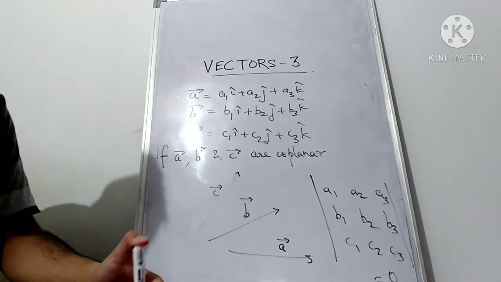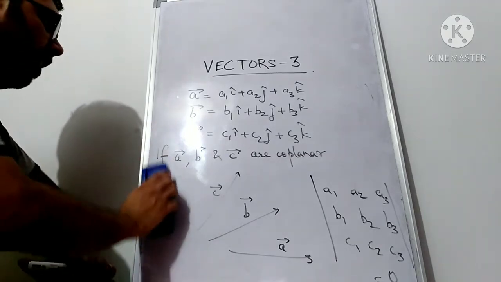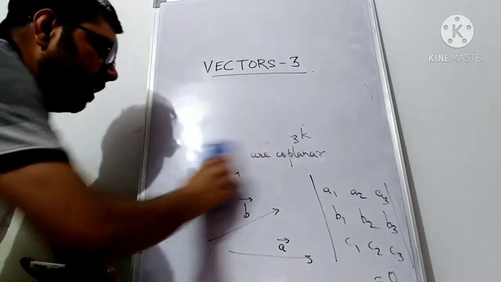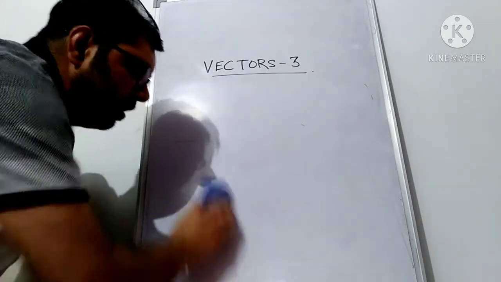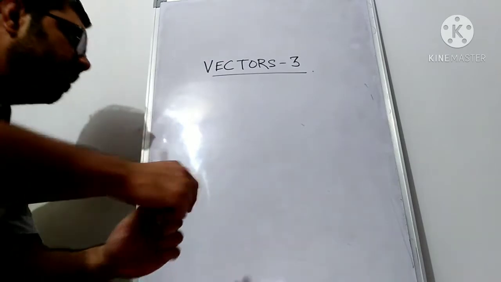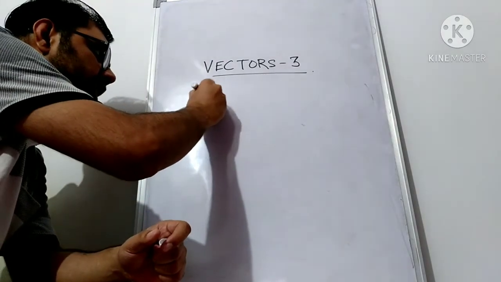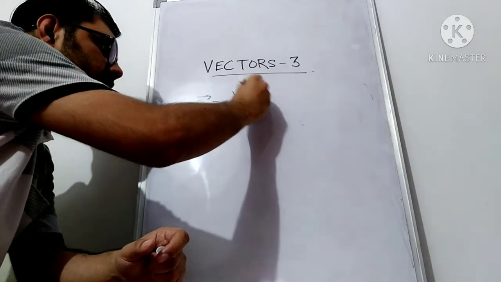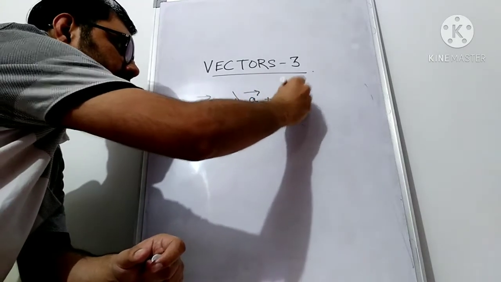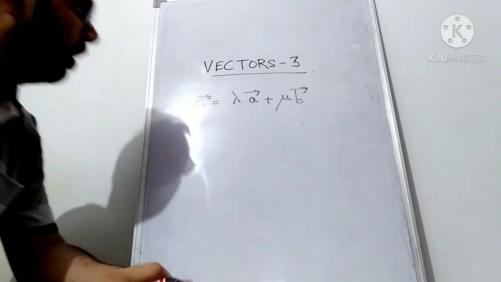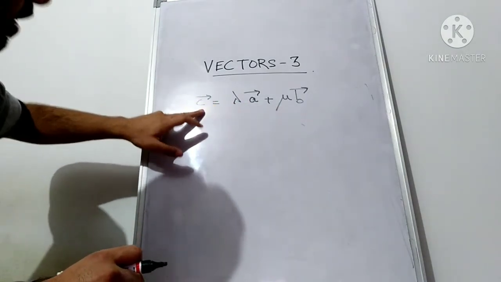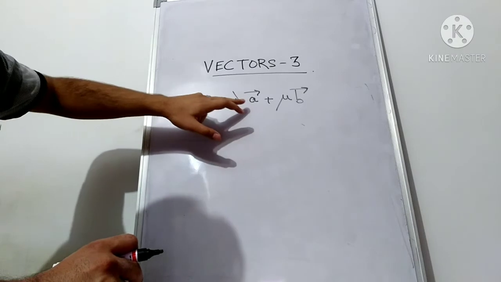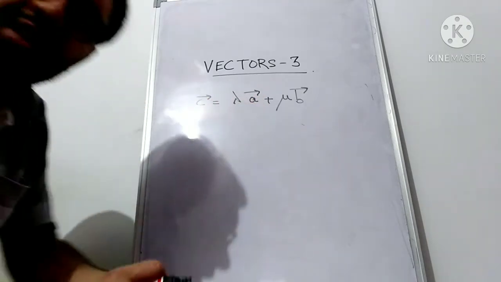So how do we prove this? For proving this, if these three vectors are given to be coplanar, then I can write one of the vectors as a linear combination of the other two, correct? So I can write lambda a vector plus mu into b vector, right? If these three vectors are coplanar, then I can write any one of the vectors this way. Say I am taking the c vector as a linear combination of the other two vectors, a and b.